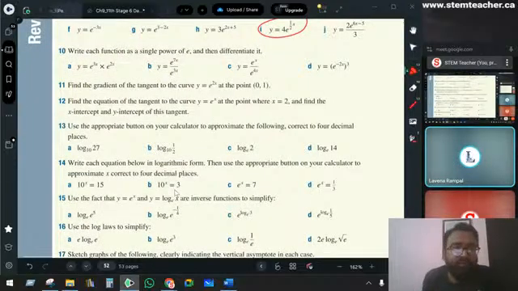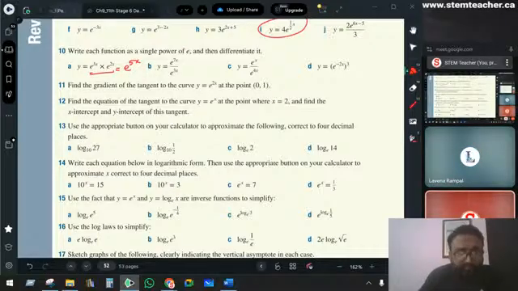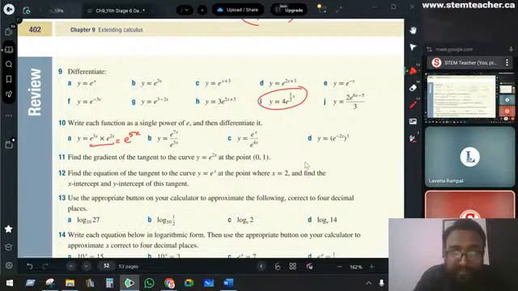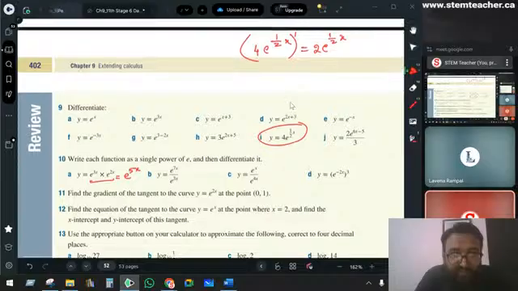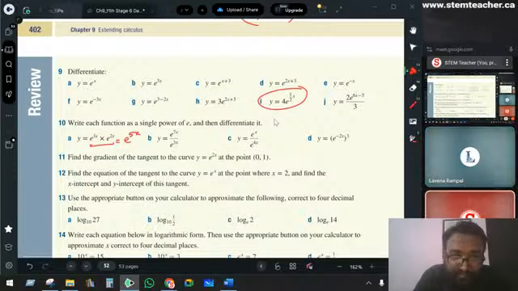What is this sum? What is this product? e power 5x. What is the derivative of e power 5x? 5 e power 5x, not 4x. The power is not changed in e power, but the x coefficient is taken out. Here also you didn't change the power. Plus 1, leave it as it is.